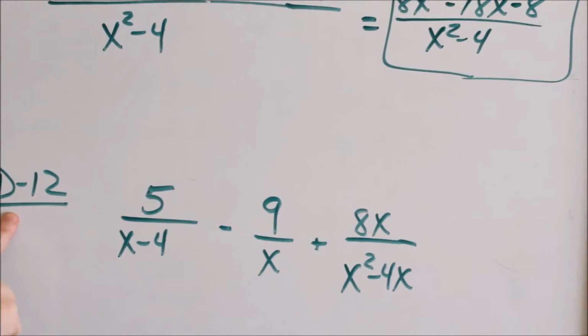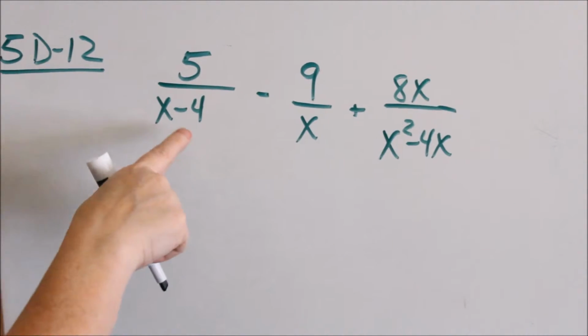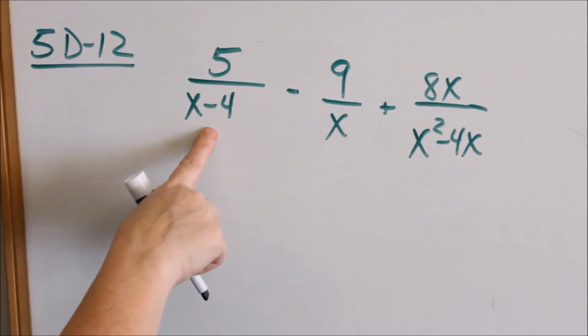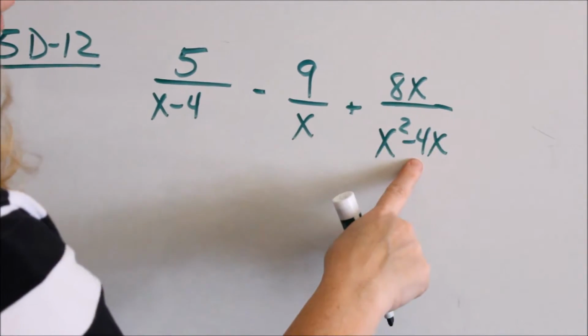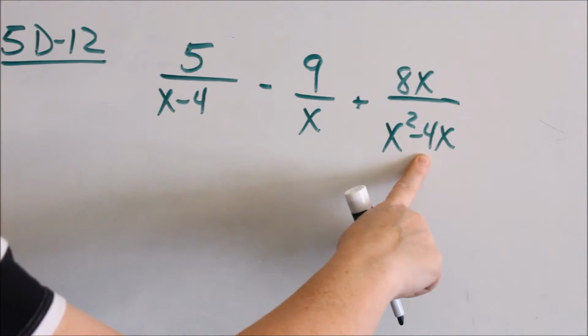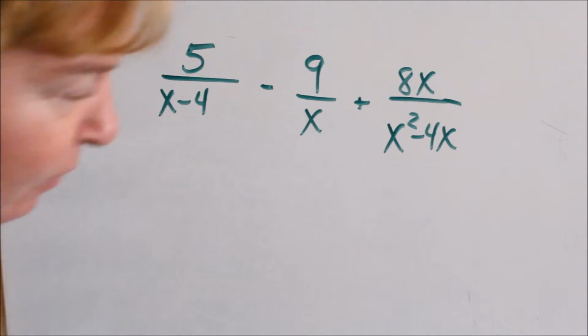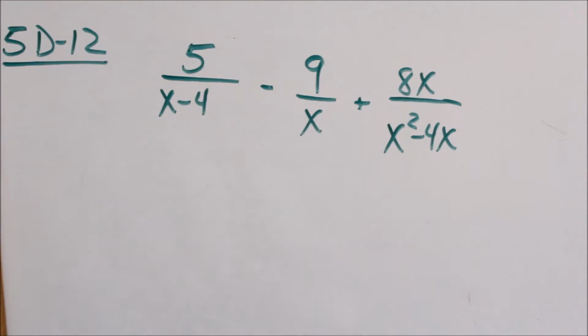Okay, now let's look at 5D12. Okay, look at all your denominators to see if anything factors. That doesn't factor anymore. That doesn't factor anymore. This will factor. Okay? How do I factor this? This is not a difference of two squares. Remember, the first thing you always look for is to see if you can factor anything out.